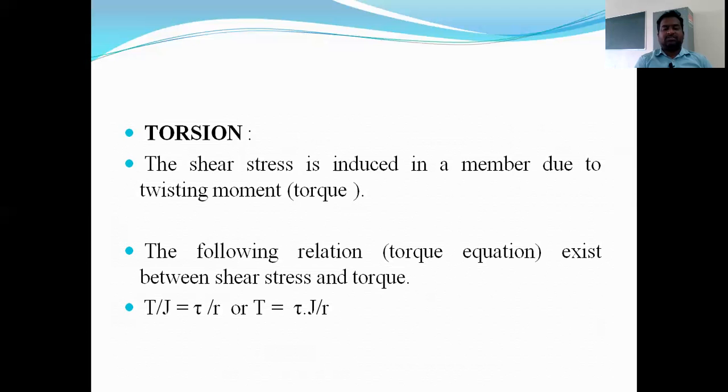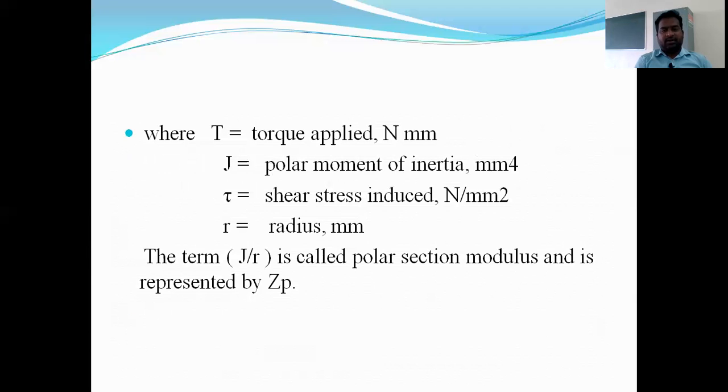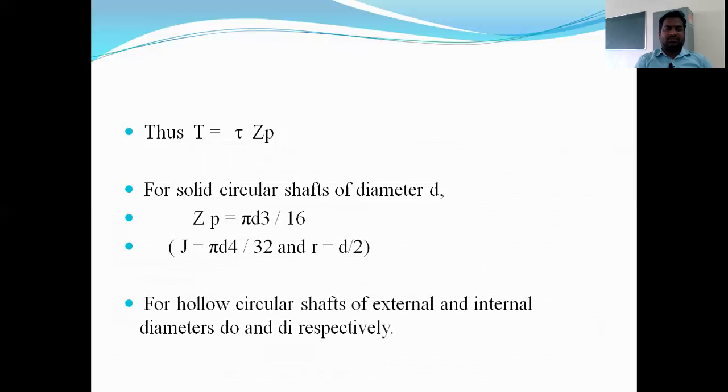So T by J is equal to tau by R, which is the torsion equation. T is the torque applied, Newton mm, J is the polar moment of inertia, mm power 4, tau is the shear stress induced, Newton per mm square, R is equal to radius, mm. The term J by R is called polar section modulus and is represented by Zp. Thus T is equal to tau into Zp. For a solid circular shaft of diameter d, Zp is equal to pi d cube by 16, J is equal to pi d power 4 by 32, R is equal to d by 2.